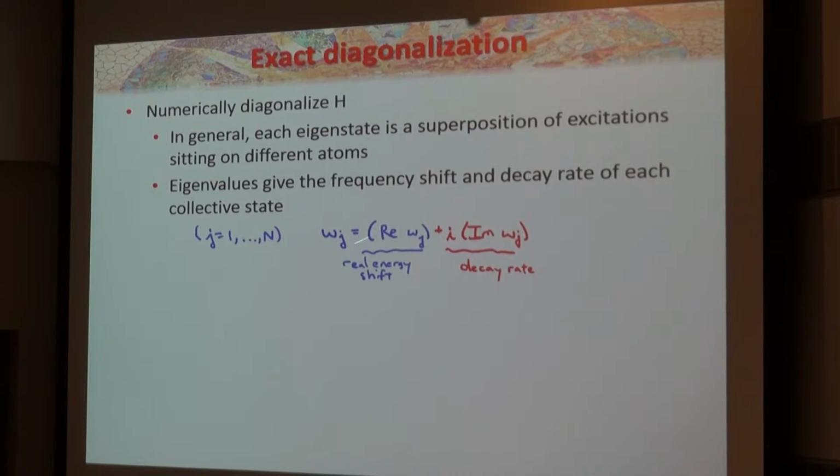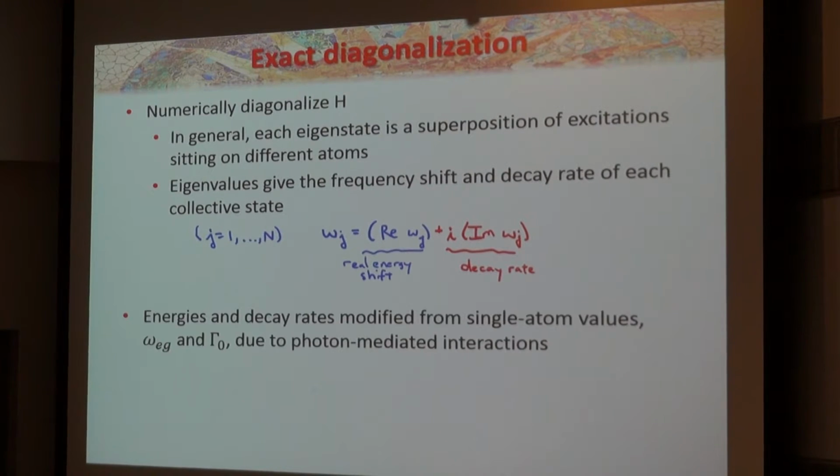The corresponding eigenvalues are going to be complex because the Hamiltonian is non-Hermitian. There's a real term which describes a real energy shift, and an imaginary term which describes the decay rate of that collective excitation. In general, the energy shift and decay rate are going to be different from the bare single atom values. The energy of these eigenvalues is not going to be the single atom resonance. The decay rate of these collective states is not necessarily the single atom emission rate, due to this process of photon exchange.